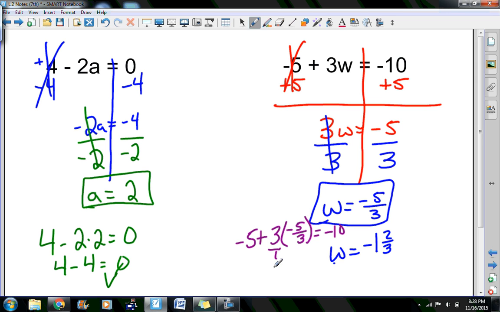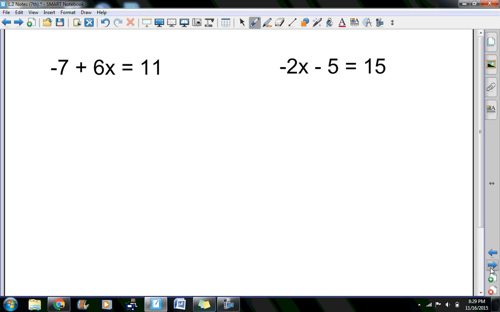3 times negative 5 is negative 15. Negative 15 divided by 3, that's just negative 5. So we end up getting negative 5 plus a negative 5 is equal to negative 10. And look, that's still true. Our answer was still correct. So a fraction or a decimal, they're just fine. They don't really change our problem that much. Okay? So I want you to try these two on your own and see if you get the right answer.